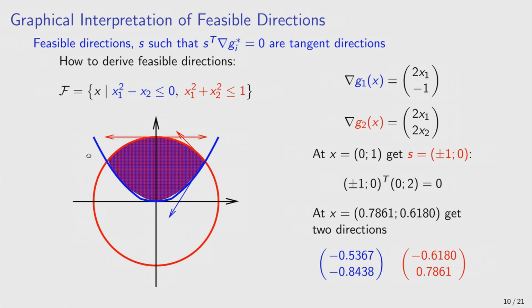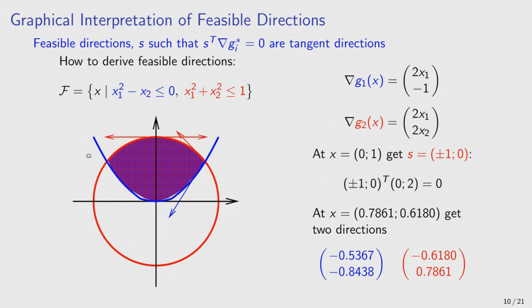So how do we derive these feasible directions? Here's just a simple example. I now have a nonlinear feasible set with inequality constraints. I have two inequality constraints. The red constraint says that I have to lie inside the circle, and the blue constraint says that x2, which is on the y-axis here, has to be above x1 squared, which is this parabola. So the feasible set is this purple area there, the intersection of those two sets.